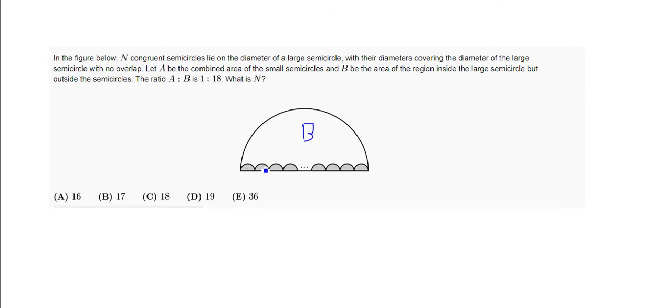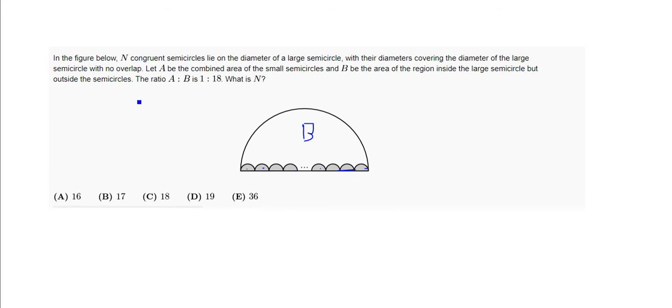B is this area, and A is the area of all these semicircles combined. There isn't necessarily 8 semicircles. This is just what they're modeling for us, and they're asking us what is n. So let's try to solve it. n is the amount of semicircles here.